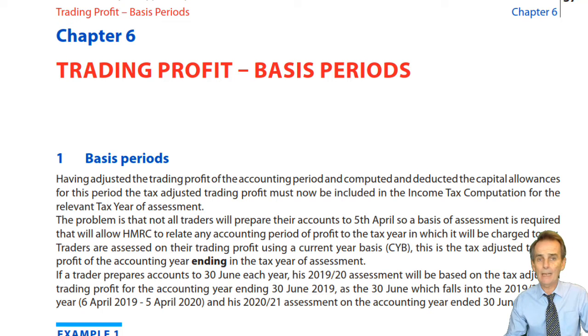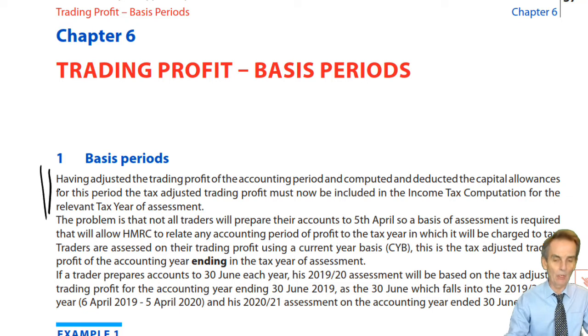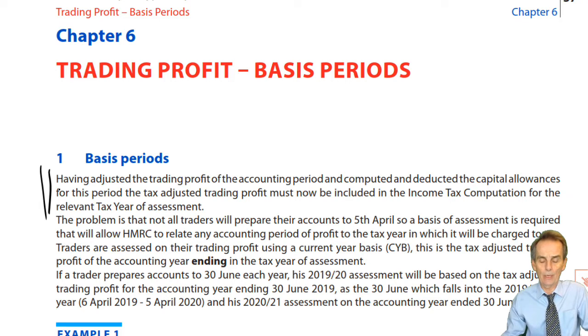Well, as we said at the end of the previous chapter, and as you see written here at the beginning of this chapter, what we've been able to do through Chapter 4 and Chapter 5 is to initially establish an adjusted trading profit for the business for an accounting period, and then in Chapter 5 compute and deduct the capital allowances available for the self-same accounting period. We deduct those capital allowances from the adjusted profit, we get the tax-adjusted trading profit. And that will be for that business's, that individual's chosen accounting period end.